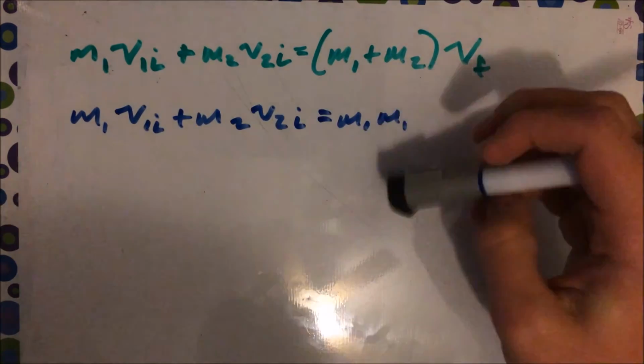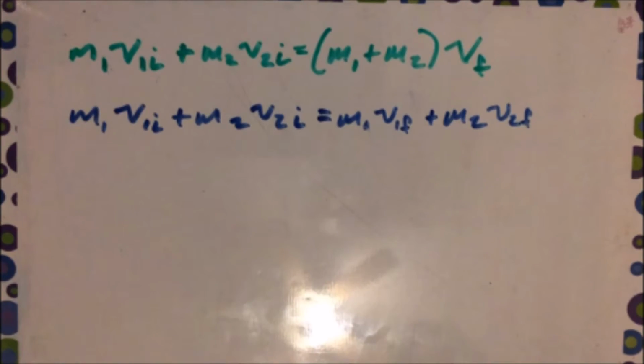This is the equation for an elastic collision. Notice the difference between it and the inelastic equation. On the right side, for a perfectly inelastic collision, there is only one term, but for the elastic collisions, there are two different terms representing the two different objects.